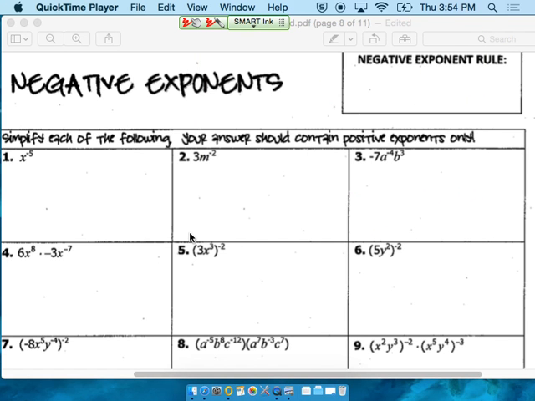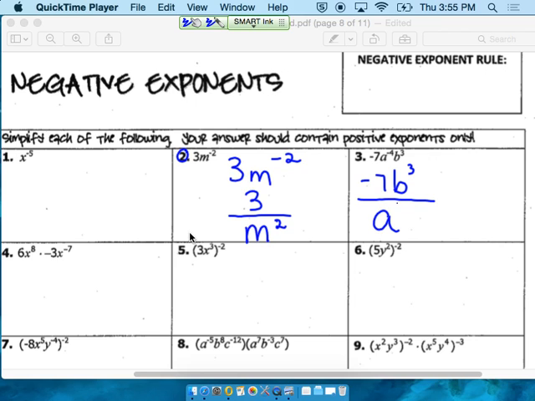Okay, so let's look at something simple like number 2. In number 2 I have 3m raised to the negative 2. Well, the m is raised to the negative 2, the 3 is not. So in order to write this expression so that the exponent's positive, this is what I would do. I would just rewrite it like this. A problem like number 3, I have negative 7b cubed, but I would need to rewrite the a and put it in the denominator, and the 4 would then become positive. So the number 4 doesn't change, but the sign of the number changes when I put it on the other side of the fraction bar.